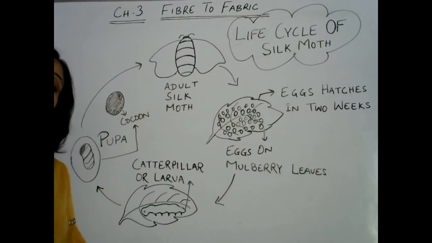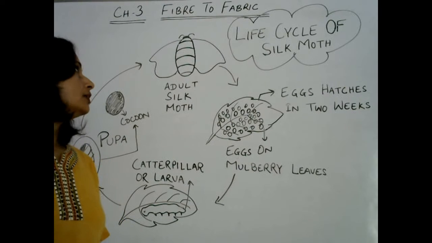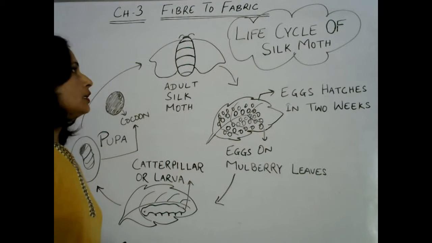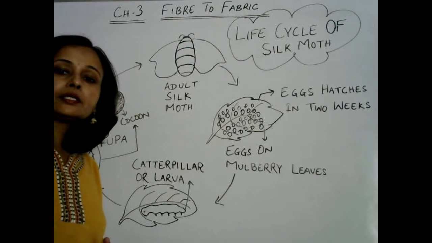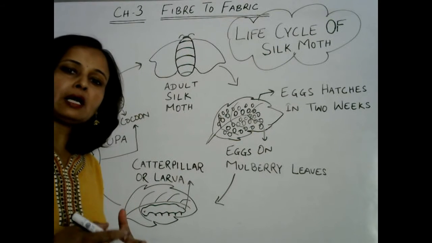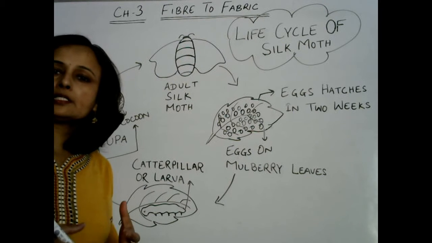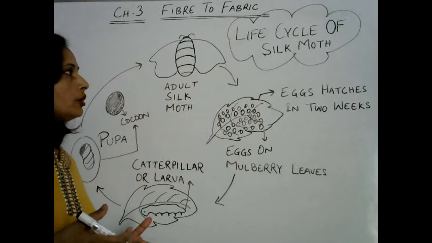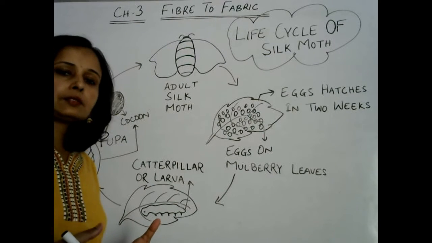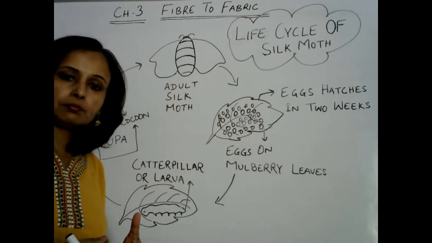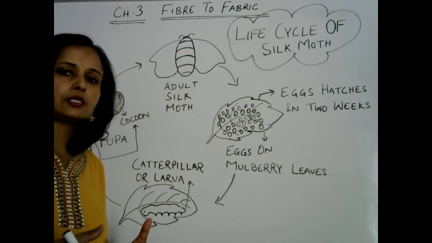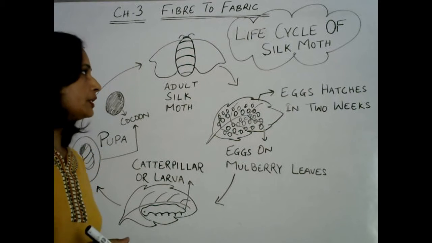Silkworm is an insect that is just like a butterfly. Silkworm usually lives on mulberry tree. I am taking the name of mulberry tree because the most common silk is mulberry silk. Almost 80% of silk is mulberry silk. So already we discussed that the type of silk depends upon the plant on which the silk moth lives and the silkworm feeds, right?